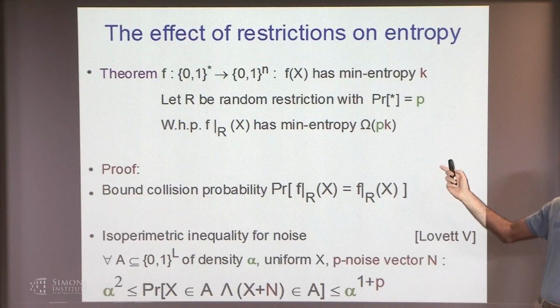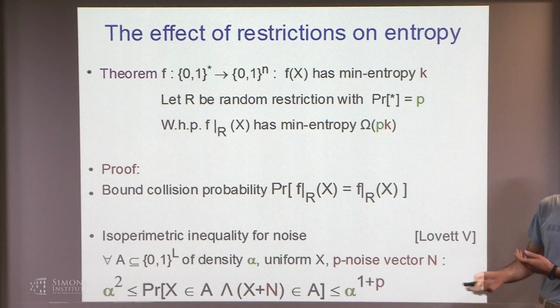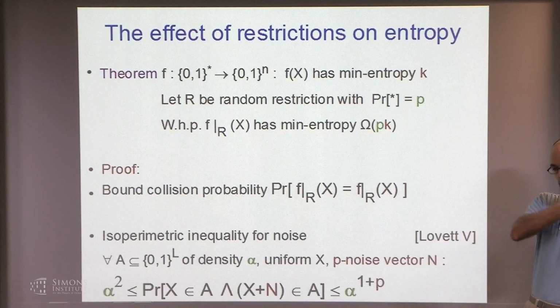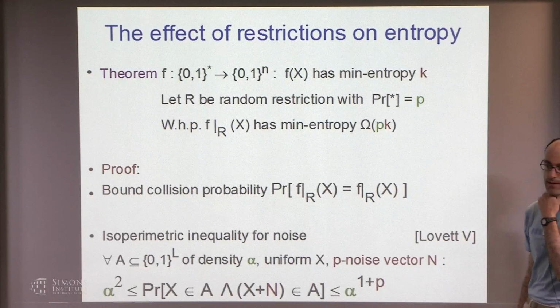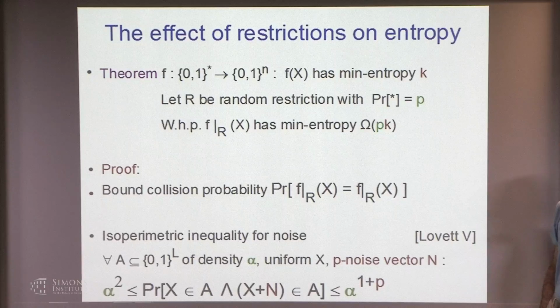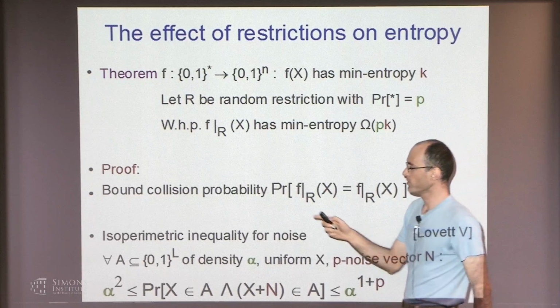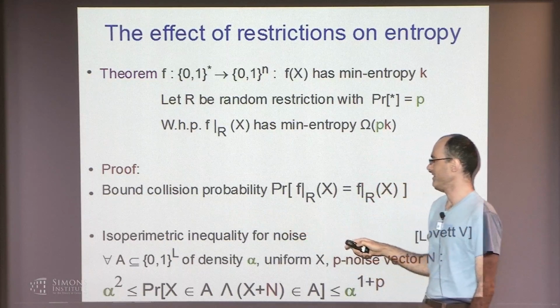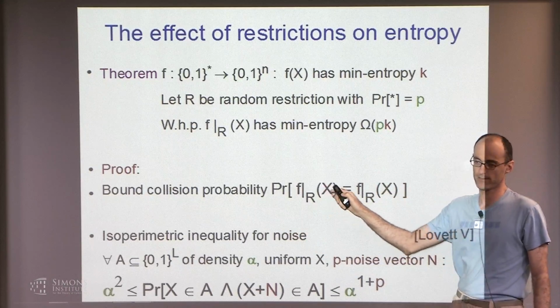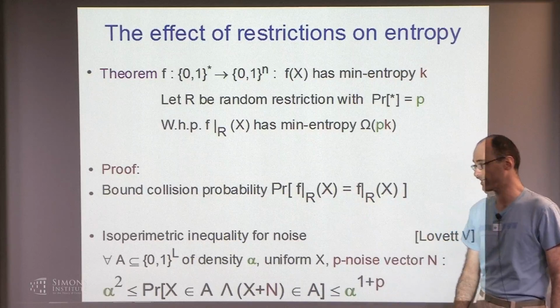So if you have this plus the switch lemma, you can reduce AC0 to local and then use the previous result. Okay? And you will get a sampling error bound. The proof of this is by bounding the collision probability of the restricted version of the function.